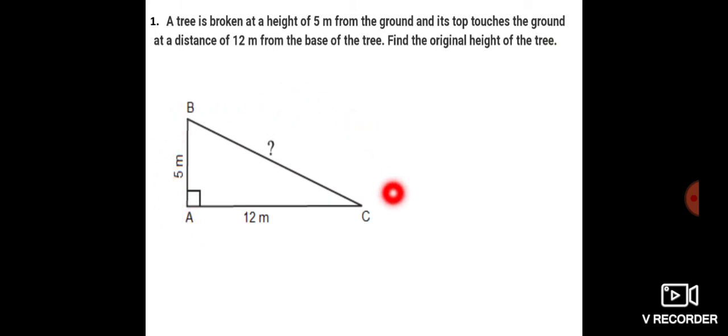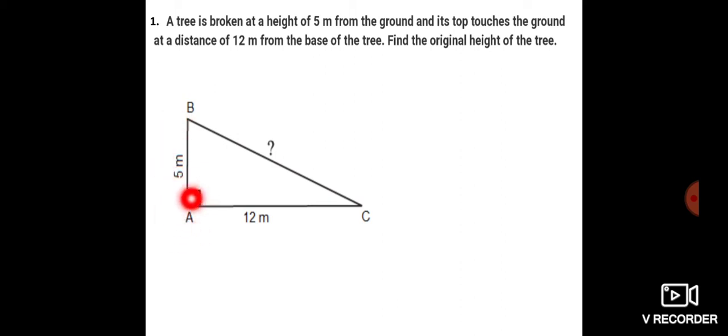Here you can see a figure A, B, C, a right angled triangle. Suppose AB is the height at 5 meter from the ground and its top touches the ground at a distance of 12 meter. Listen, here suppose a big tree is this. Then it is broken. This tree is broken at a height of 5 meter from the ground.